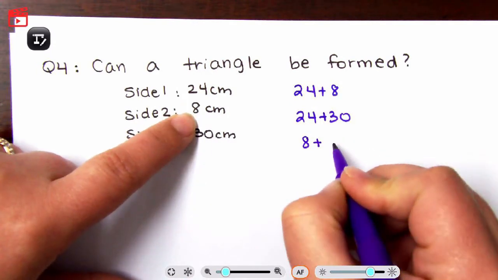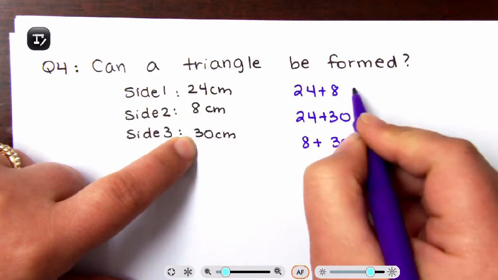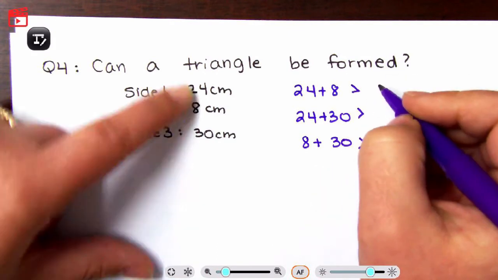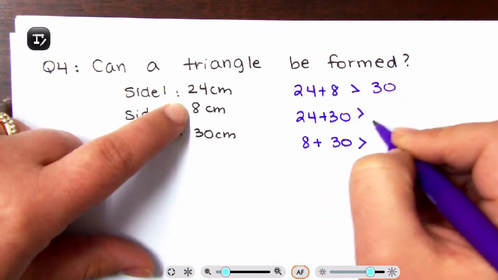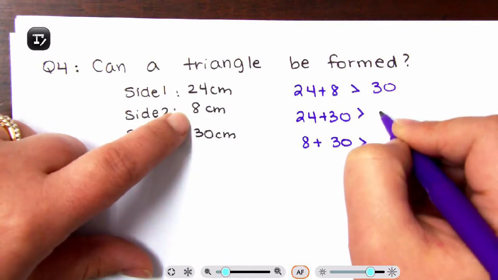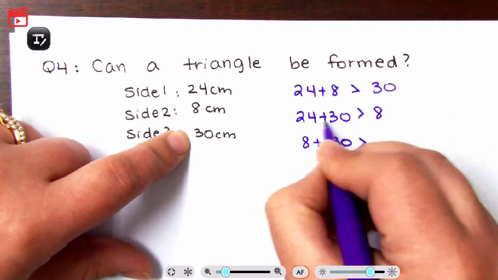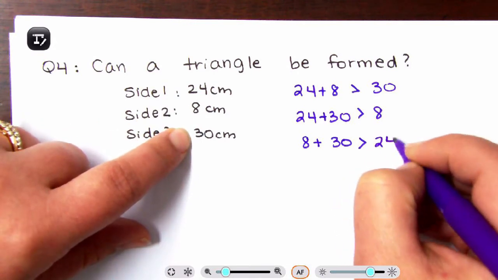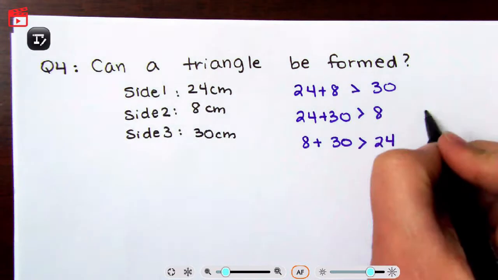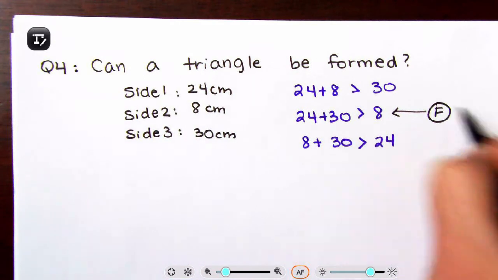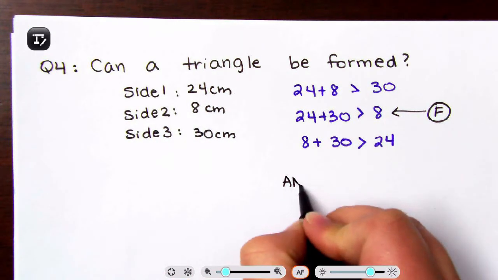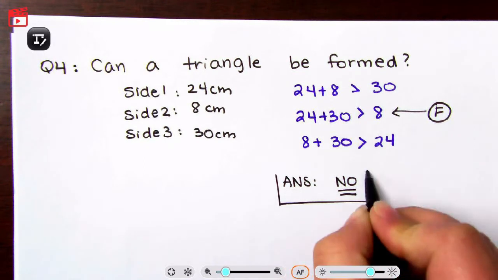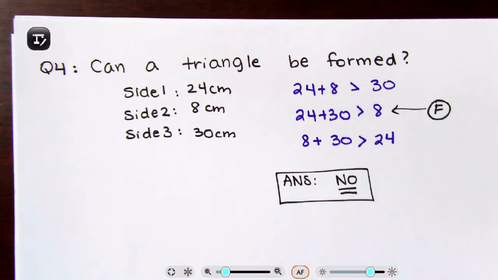Which one am I missing? I am missing 30. And these sums need to be greater than that third side. So 24 plus 8 needs to be greater than 30. 24 plus 30 needs to be greater than 8. And immediately this one I know fails: 8 plus 30 needs to be greater than 24. So because this one fails, the answer is no. Can you form a triangle? No, you cannot.